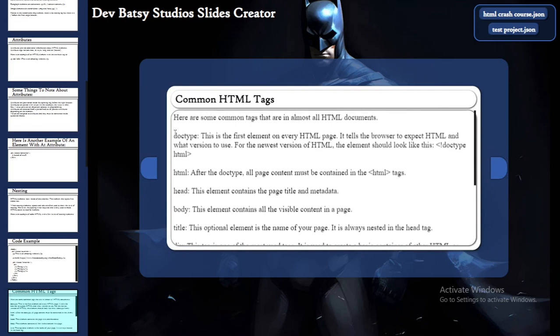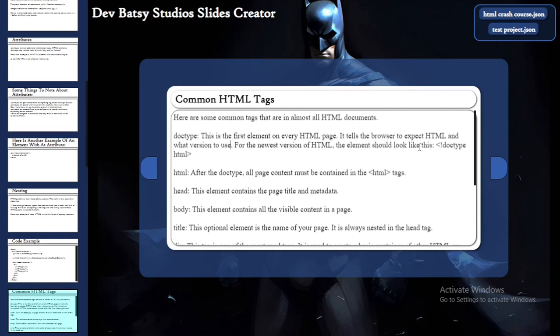So first, let's talk about doctype. This is the first element on every HTML page. So this statement, doctype, is always very important. You can't ever forget it. It's very important. This is the first element on every HTML page. It tells the browser to expect HTML and the version to be used.